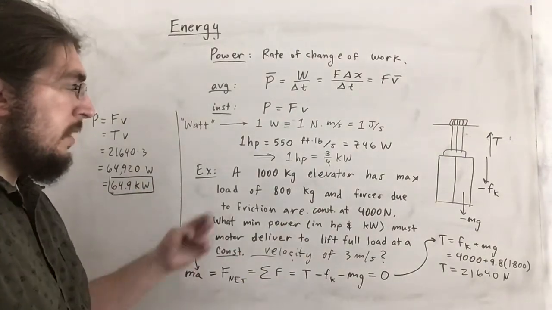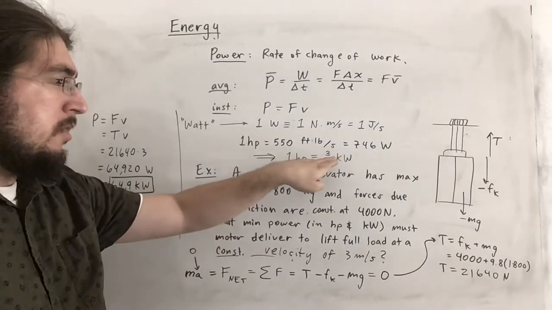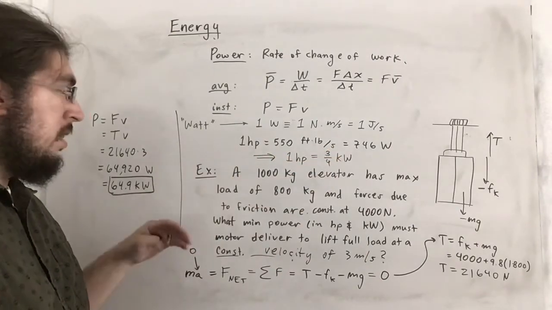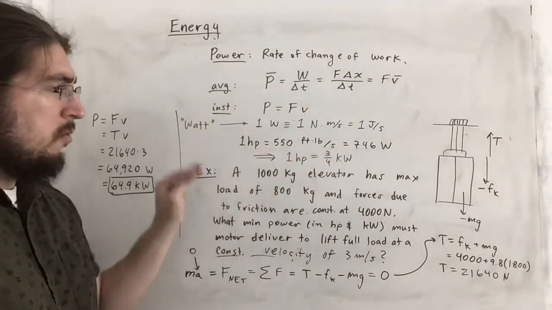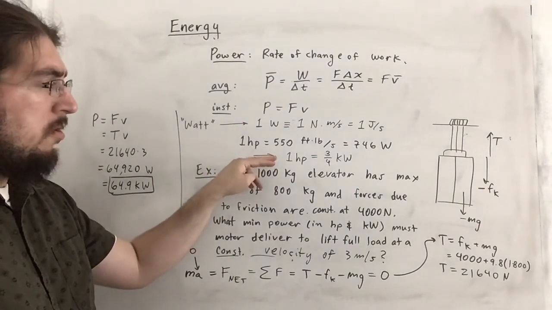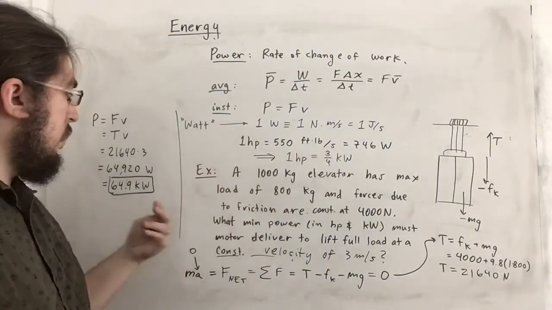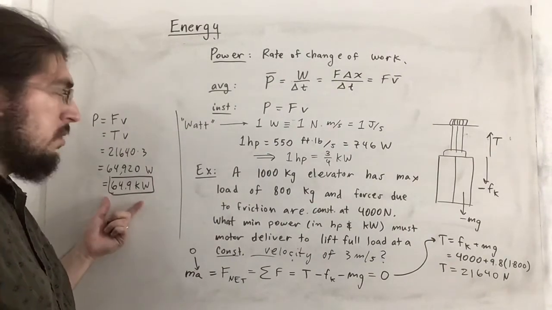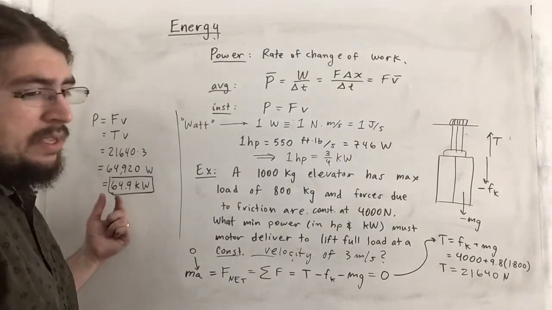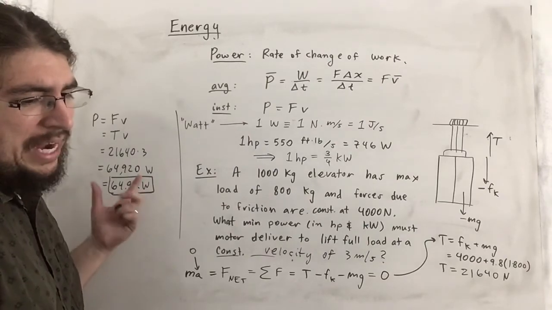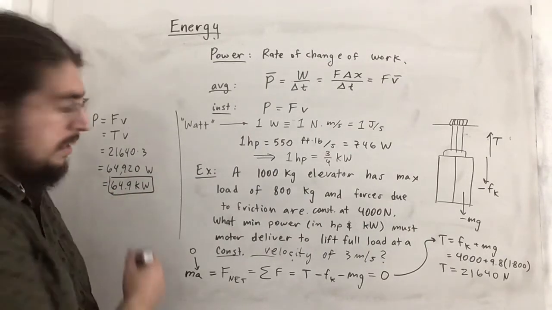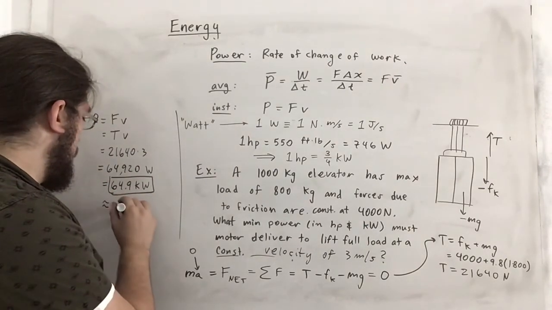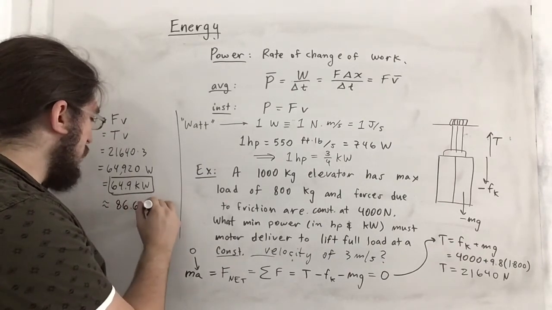This isn't too bad because notice 1 horsepower is 3/4 of a kilowatt. I guess we can multiply both sides by 4/3. So we have 4/3 horsepower is equal to 1 kilowatt. So then multiply both sides by this. So long story short, we have to multiply this by 4/3. And I get about 86.6. Yep. About 86.6 horsepower.